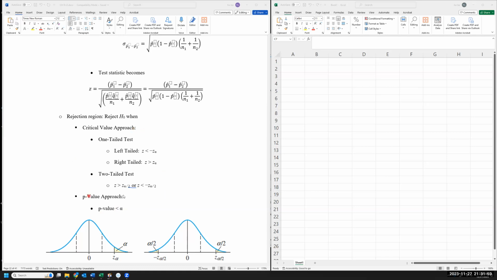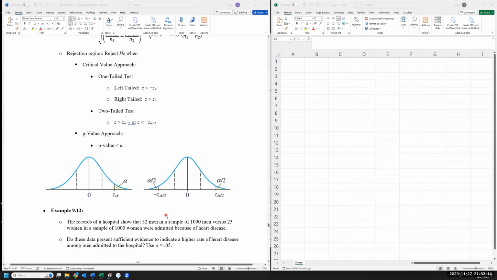All of this, if one of these is true, then you reject the H naught, right? These are the criteria to reject H naught. And if it's a two-tailed test, the p-value, you get the tail probability and you double it, okay?